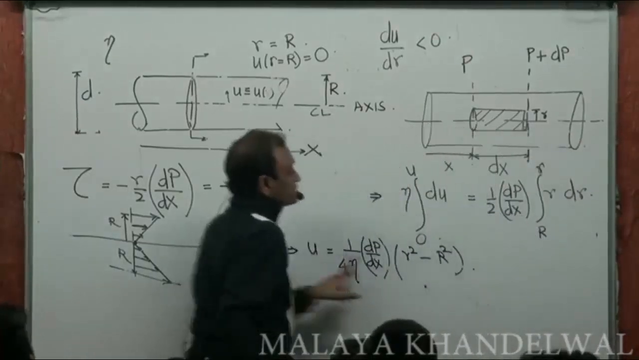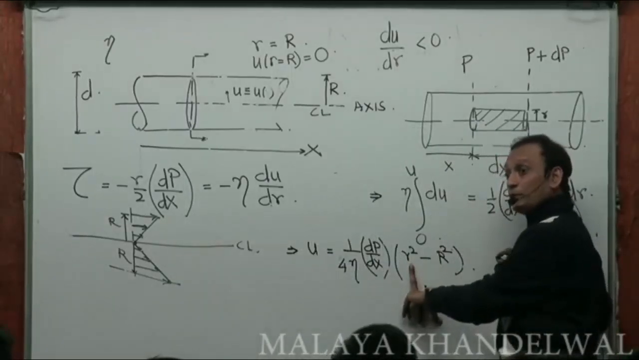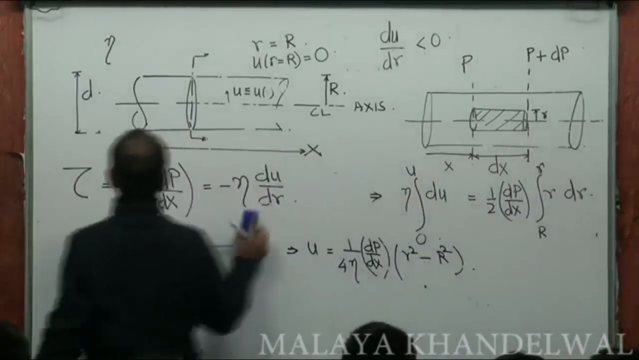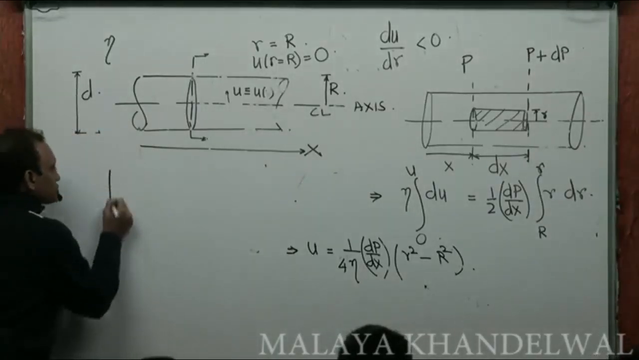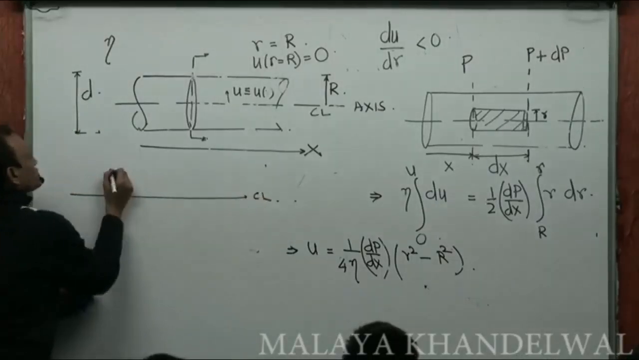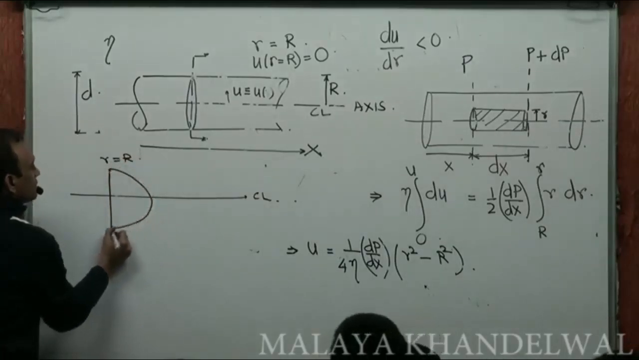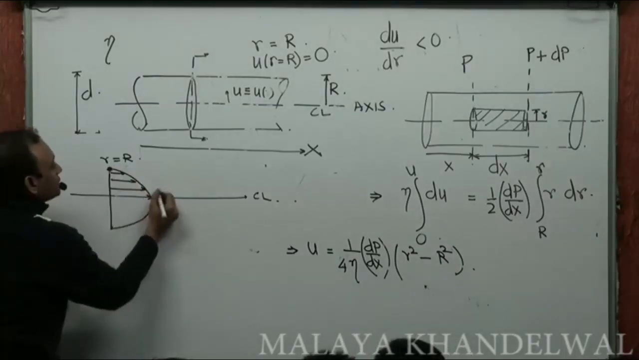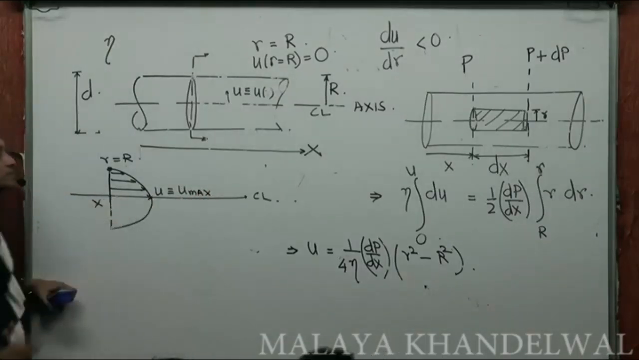So this u versus small r variation is a quadratic variation. It's a parabolic variation. That means across a given cross section, if I take any given cross section of this pipe, say this is the cross section, this is the central line, this is small r equal to capital R, the variation is going to be parabolic like this. This is the variation of u. U is 0 here and u is u max there along the central line at any given x.